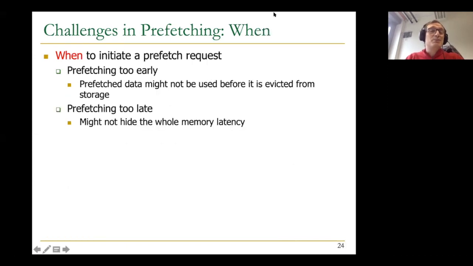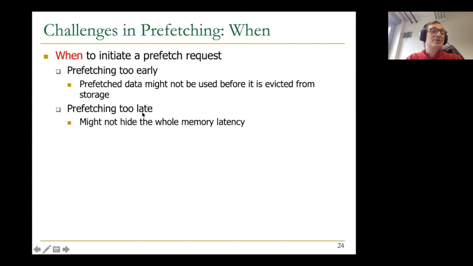Okay, when to prefetch is important. Clearly, when basically it specifies when do you initiate a prefetch request. When does the prefetcher initiate a prefetch request? And as we discussed briefly, prefetching too early may be dangerous because prefetch data may not be used before it's evicted from the storage that is put into from the cache or the prefetch buffer, as we will discuss.